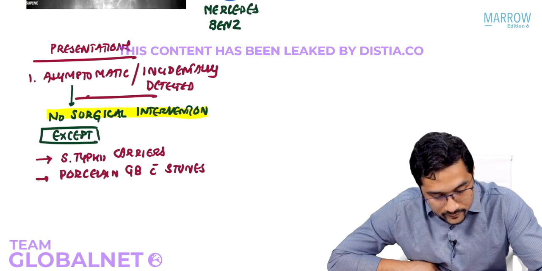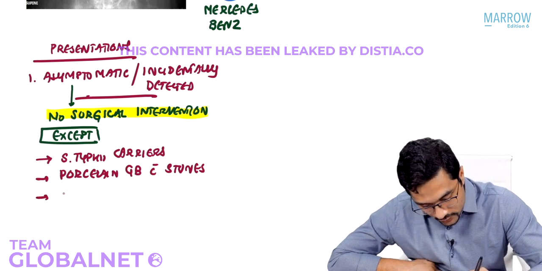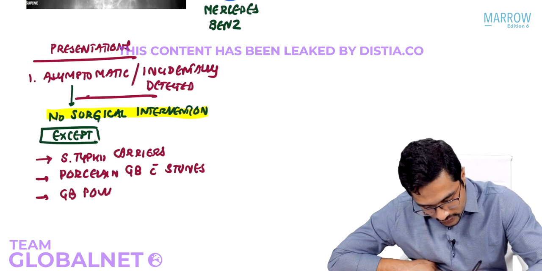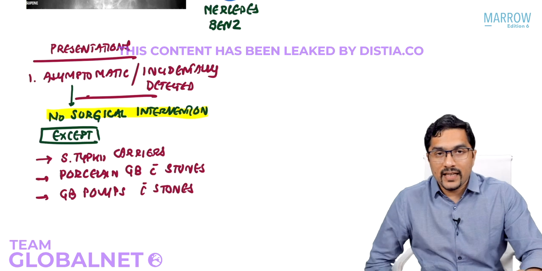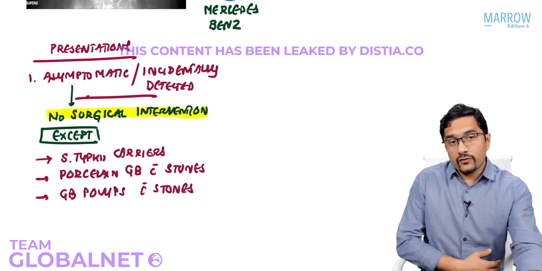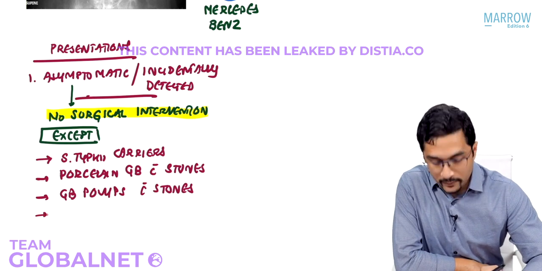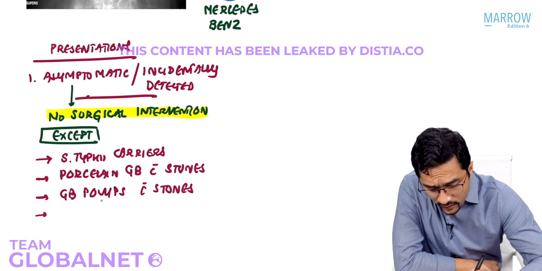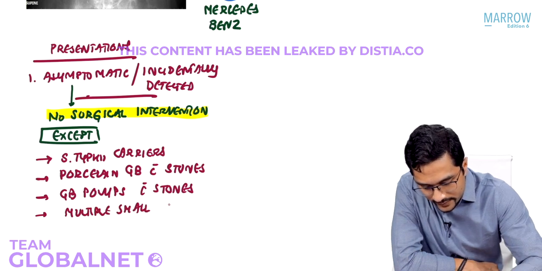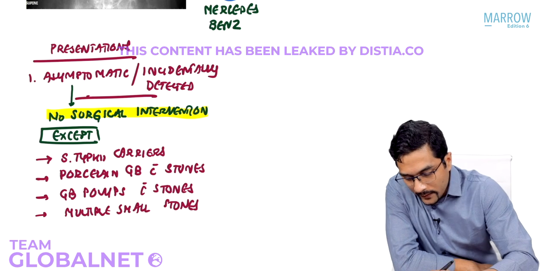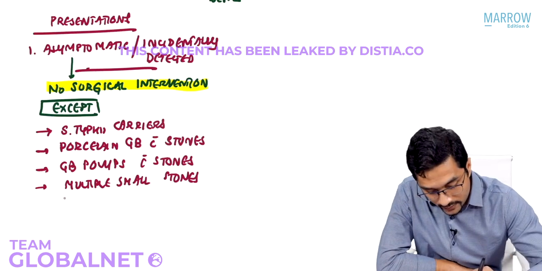The next exception to the rule is if there are GB polyps with stones. Now, gallbladder polyps are also premalignant in nature. We'll talk about them later. So if gallbladder polyps are present along with stones, that's also an indication to carry out cholecystectomy. Now, if these patients have multiple small stones, then the problem is that one of these stones might slip into the CBD, go down and cause pancreatitis as well. So that is also an indication.